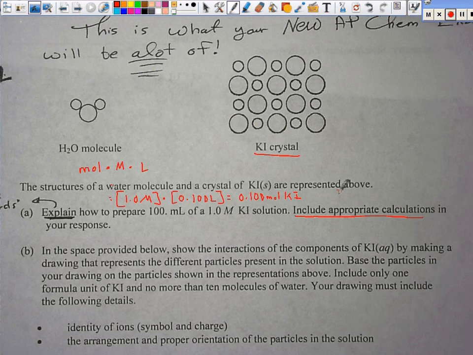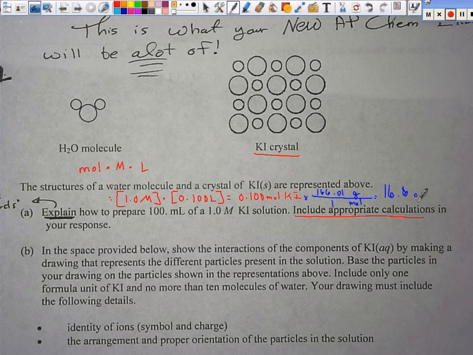So when I go from moles to grams, did anybody solve for the molar mass of KI? Very good. 166.01 grams per mole. So that will have given you 16.6 grams of KI. That's what you need first. So 16.6 grams of potassium iodide solid.